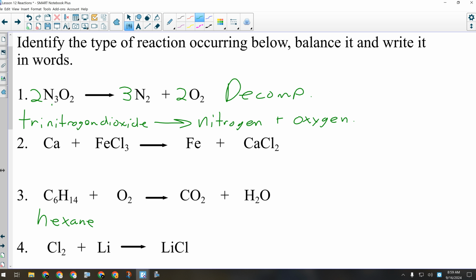Okay, second one. We've got a single element reacting with an ionic compound, producing a different element and a different ionic compound. Single replacement. All right, good job, guys.